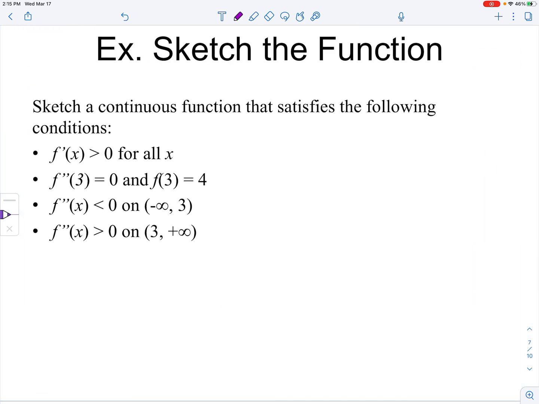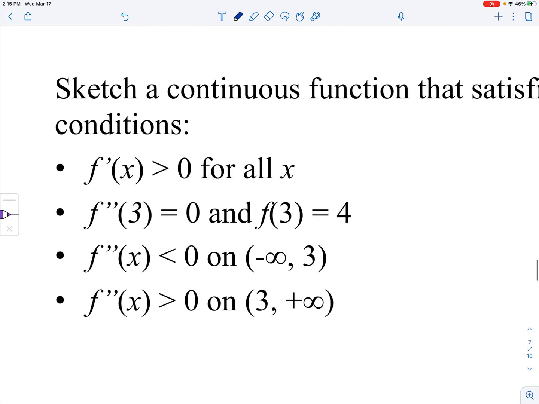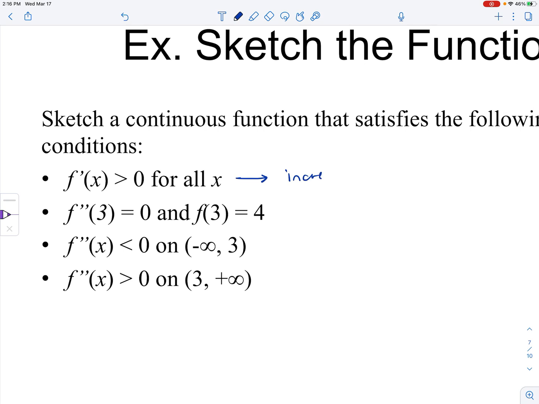Okay, so now we're going to do the other type of problem where we're going to interpret, and we've done this a little bit already, but where we're going to interpret this given information and then sketch the graph that could represent it. So whenever I think first derivative, I'm thinking about increasing, decreasing, local extrema. And then second derivative, I'm usually thinking concavity and hypercritical values. So we're given in that first line that f prime of x is greater than 0 for all x. So what that tells us is the function is going to be increasing everywhere. The first derivative is positive for all values of x, from -infinity to +infinity.